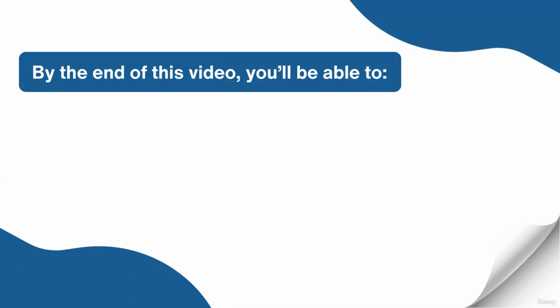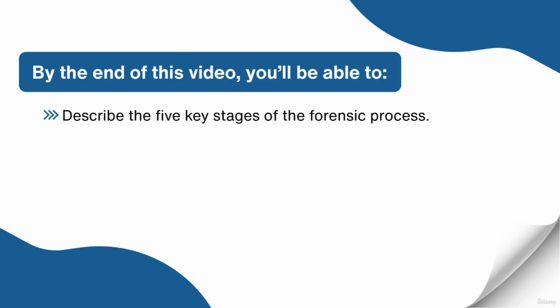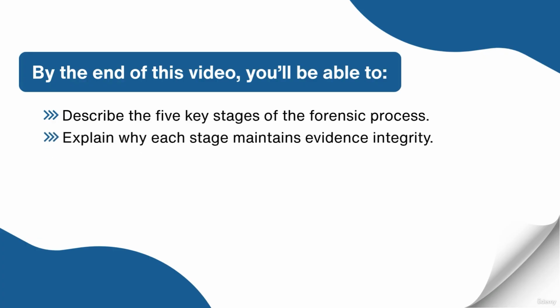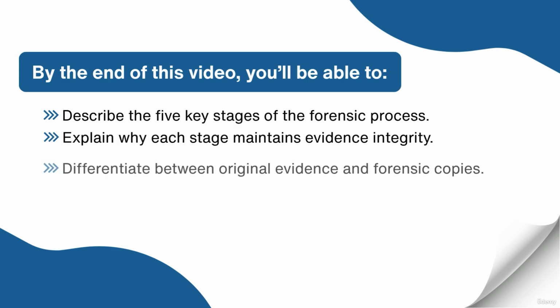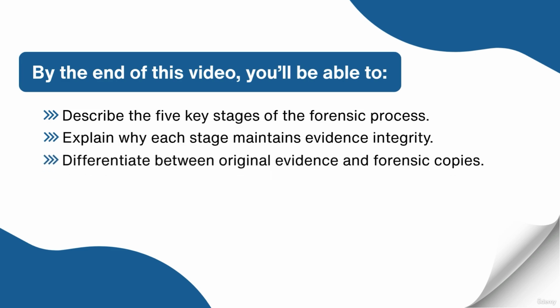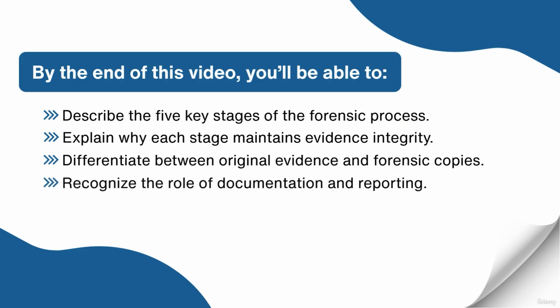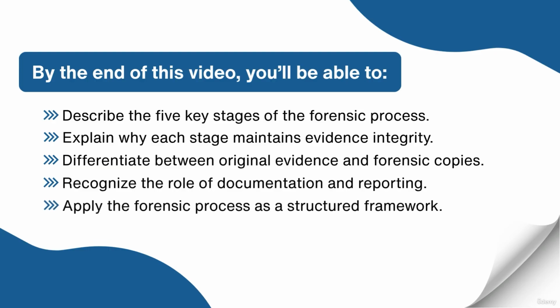By the end of this video, learners will be able to describe the 5 key stages of the forensic process: identification, preservation, collection, analysis, and reporting. Explain why each stage is essential for maintaining the integrity and credibility of digital evidence. Differentiate between original evidence and forensic copies and understand why working on copies is critical. Recognize the importance of documentation and clear reporting in legal and organizational contexts. Apply the forensic process as a structured framework to guide investigations consistently and reliably.